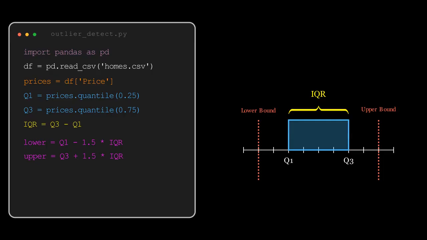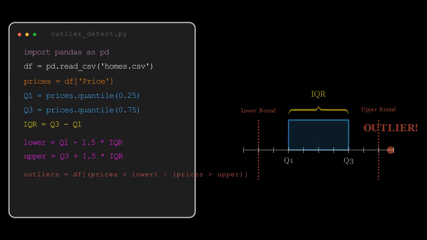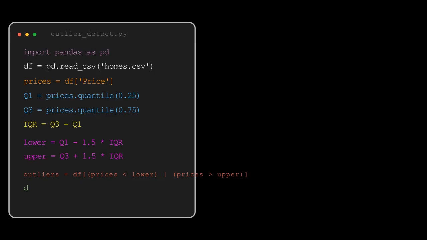Now we define the boundaries for what we consider normal data. We calculate the lower bound by subtracting 1.5 times the IQR from Q1. Similarly, the upper bound is found by adding 1.5 times the IQR to Q3. This 1.5 rule is the industry standard for defining the whiskers of a box plot and creates a safety zone for our observations. Any data point that falls outside these two fences is officially labeled an outlier.